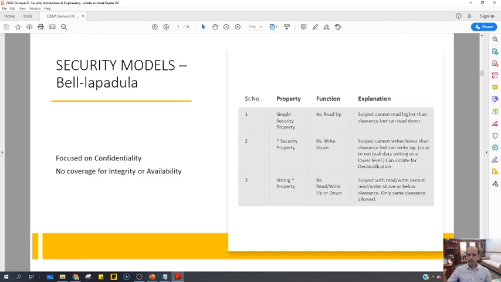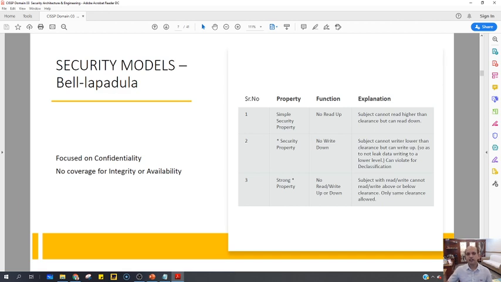Moving further is our first security model, and that particular security model is Bell-LaPadula. Bell-LaPadula is mainly focused on confidentiality. In these slides and in this video, I'm mainly focusing on the exam. So whatever different types of questions are going to come in the exam, I have made these slides as per that only. I have given minimum information, but that minimum information is majorly focused on the questions in the exam, right? So the Bell-LaPadula model is focused on confidentiality.